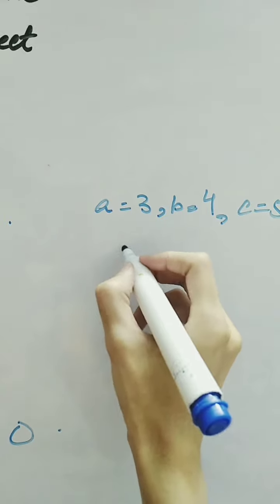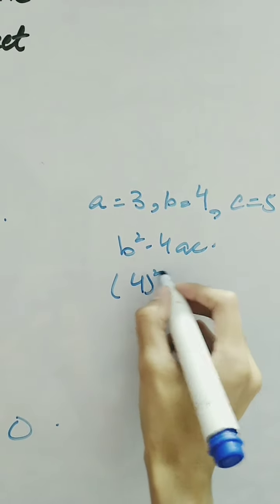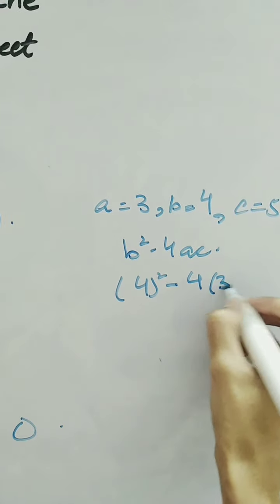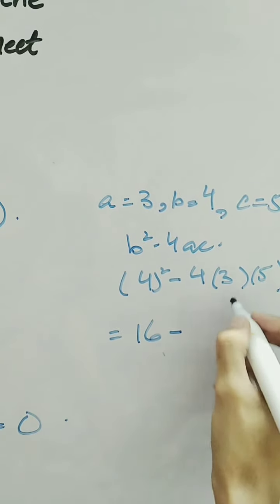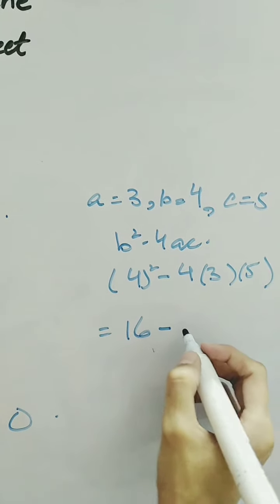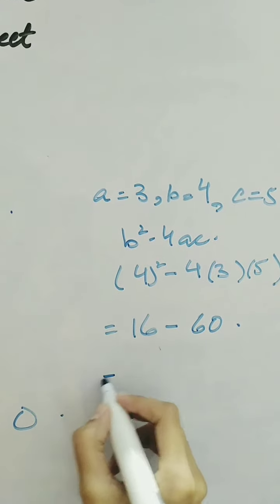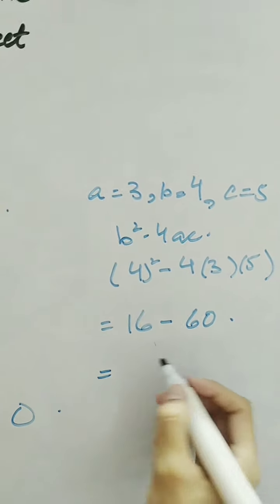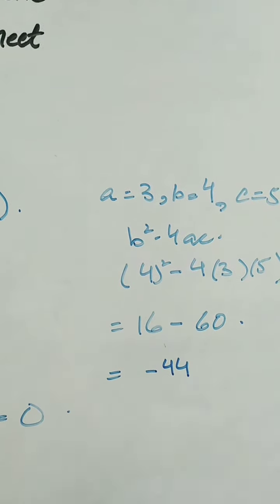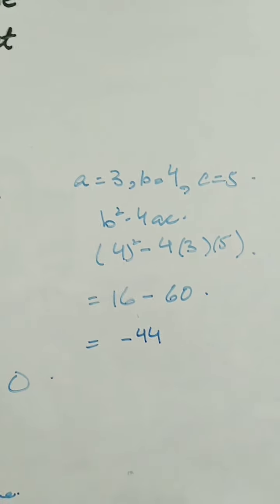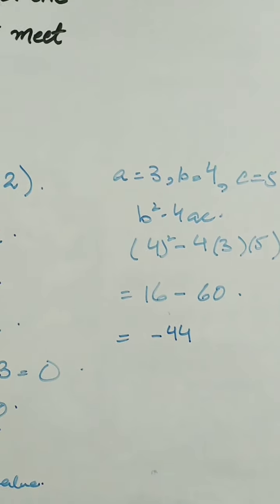Putting it in the formula for the discriminant, we have b, which is 4 squared, minus 4 times a, which is 3, times c, which is 5. We have 16 minus 60, and the answer is obviously minus 44, which is negative, which means that these are not intersecting with each other.